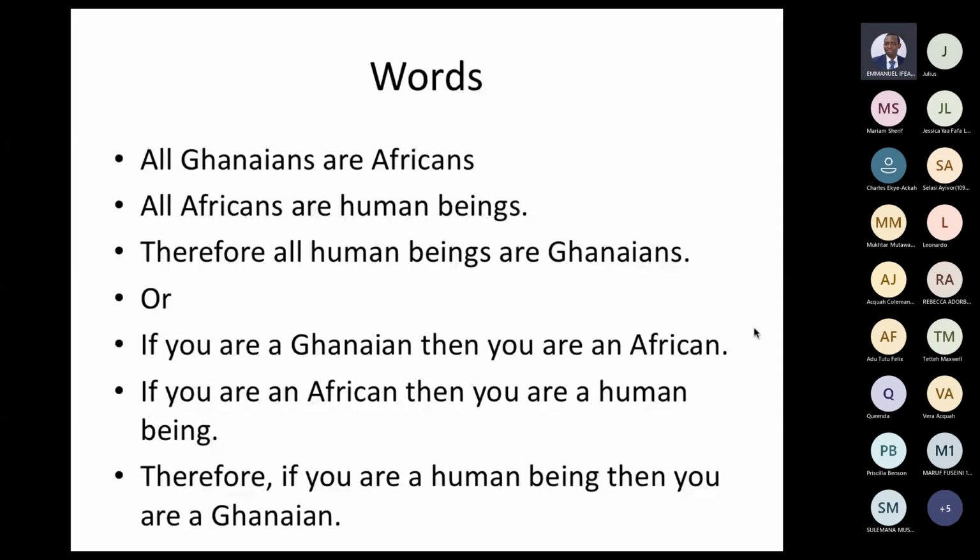Now let's see why that is a fallacy by putting it in words. All Ghanaians are Africans. All Africans are human beings. Therefore, all human beings are Ghanaians. So you can see why it's a fallacy.